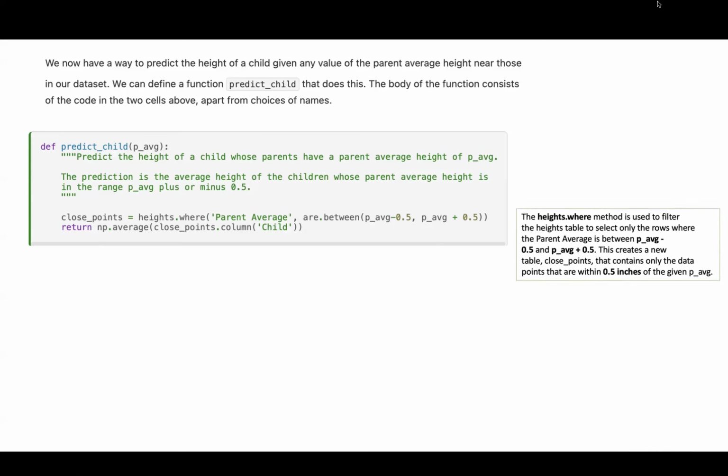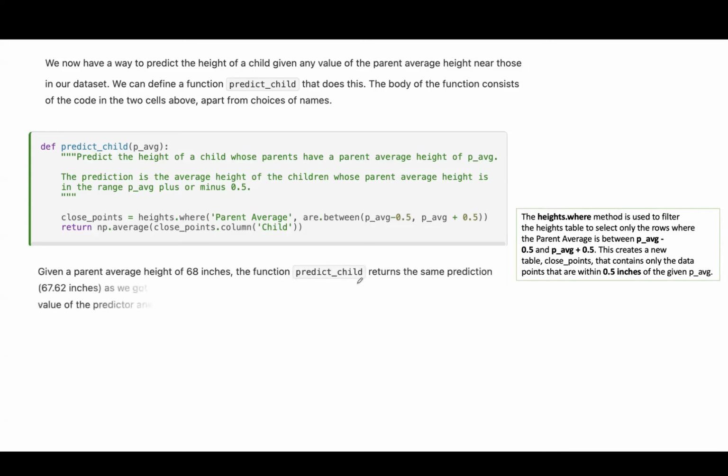So the heights table is filtered to select only the rows where the parent average is in between the ones that we are interested in having. But again, for now, just take 0.5 inches plus minus to define close by points. Given a parent average height of 68 inches, the function predict_child returns the same prediction, 67.62 inches, as we got earlier.